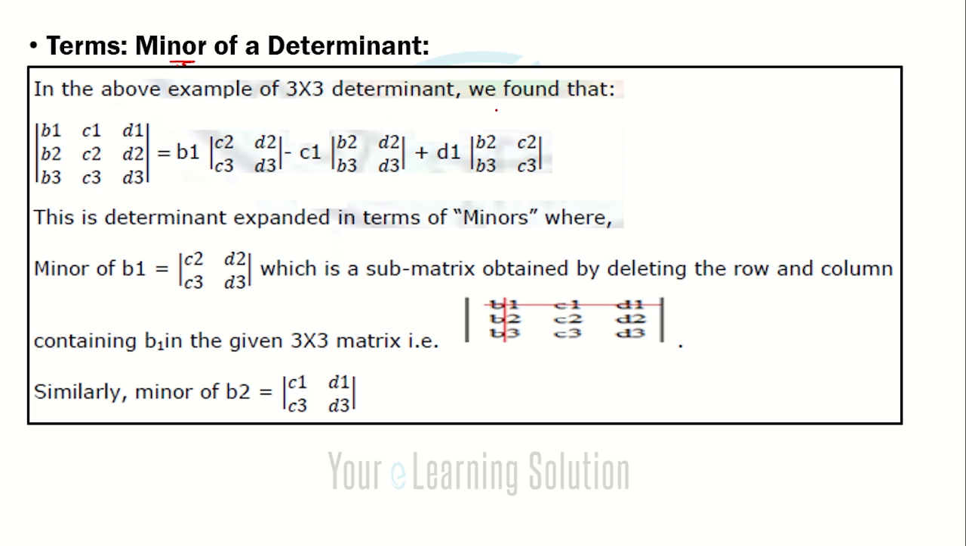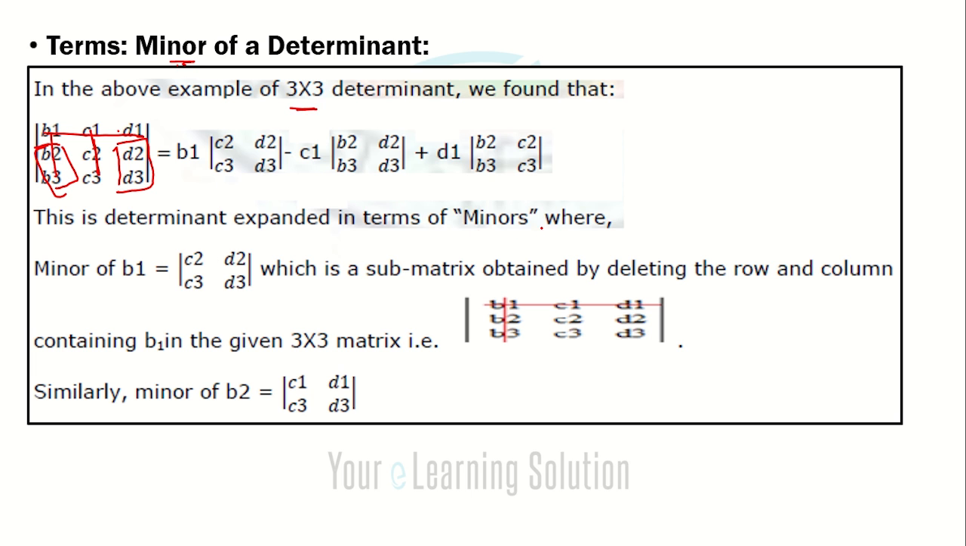Now, in the above example that we had of 3 cross 3 determinants, like I had said, you eliminate the first row and the first column to get this particular determinant here. Similarly, for C1, you eliminate the particular column of C1 and the first row, and whatever you're left with, this portion here and this portion here, you have that as the determinant to be calculated.